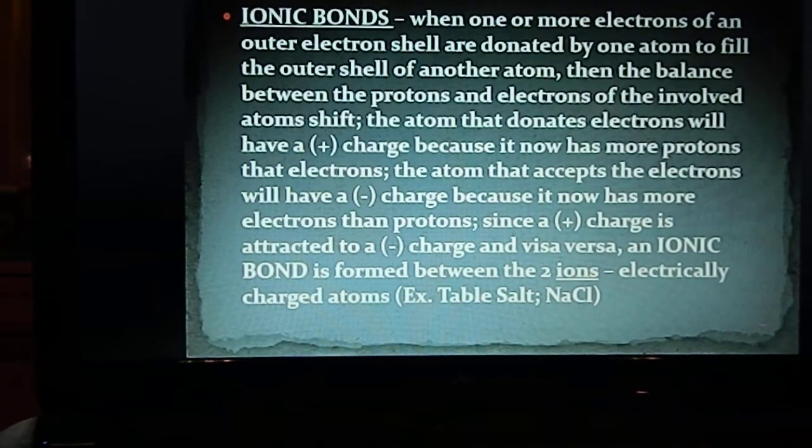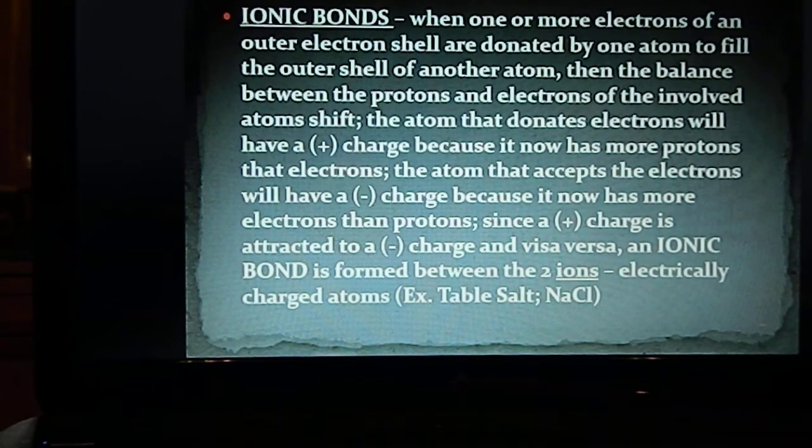So ionic bonds. Ionic bonds are formed when one or more electrons of outer shells are donated by one atom to fill an outer shell of another atom. All right, so one atom donates, one atom accepts these outer shell electrons to help fill their outer shell.